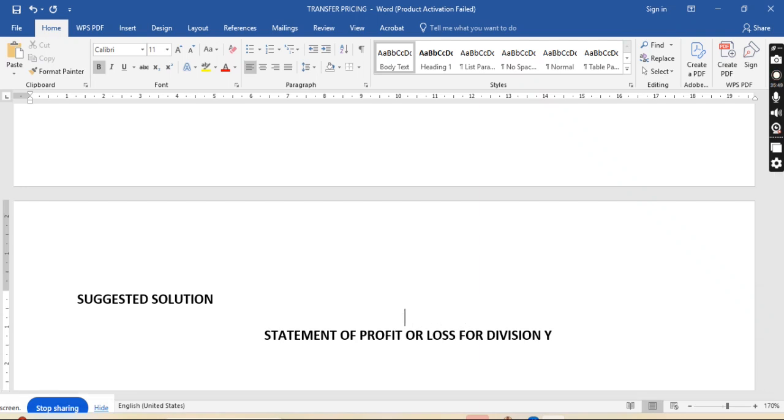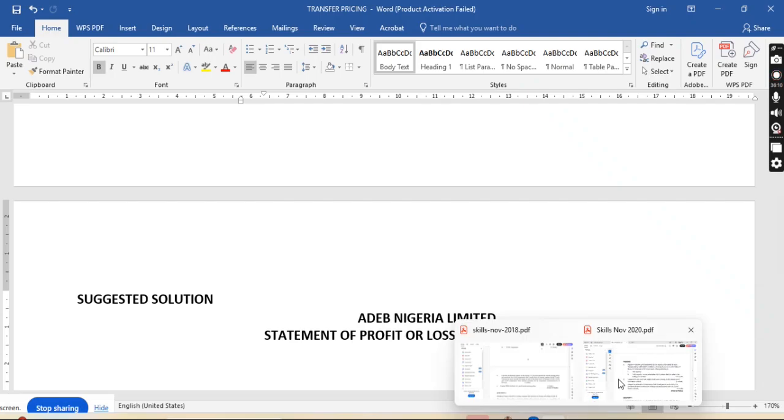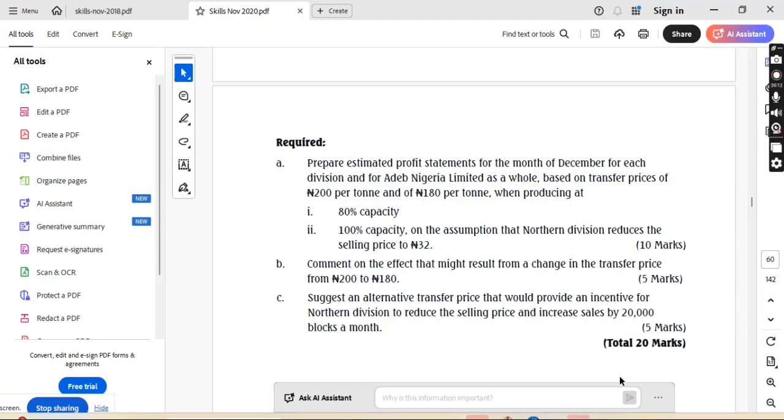Adeb. Adeb Nigeria Limited, right? Yes, sir. Statement of profit or loss for how many percent capacity? 80%. Let's start from 80% capacity because they say 80%, right? For 80% capacity.